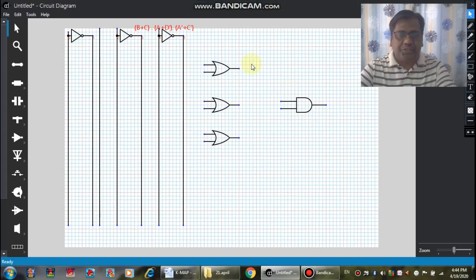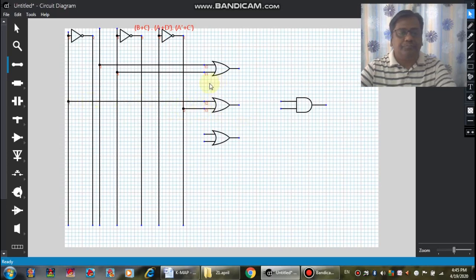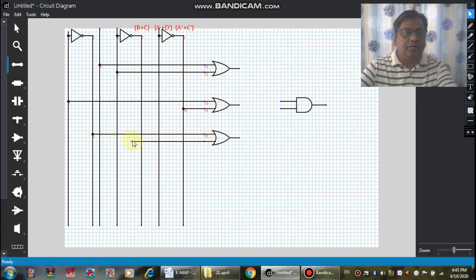Now we will make the line connections. The first is B plus C. That means this gate is to be connected by B and C. The next gate is to be connected by A and D bar. This is A and this is D bar. The third gate is to be connected by A bar and C bar.